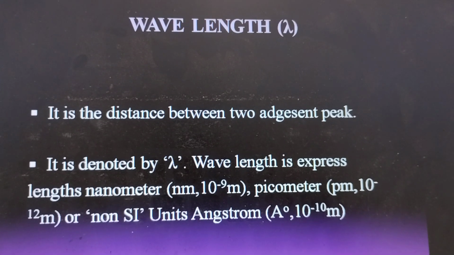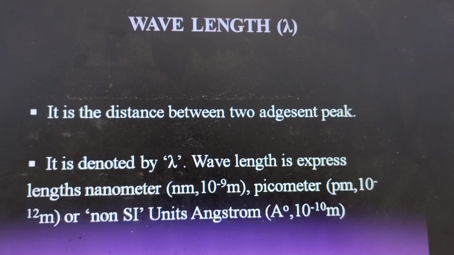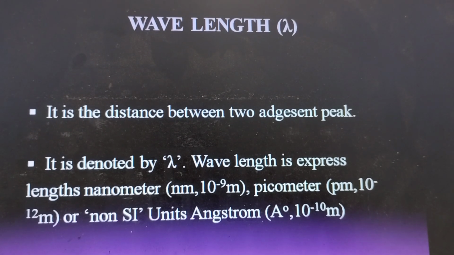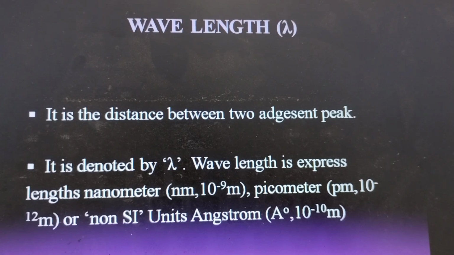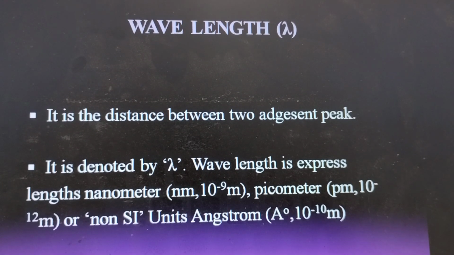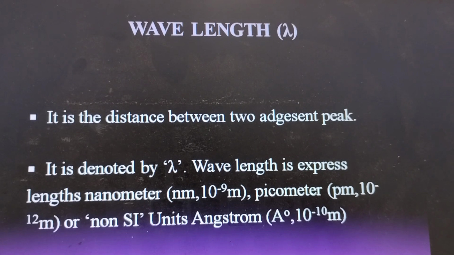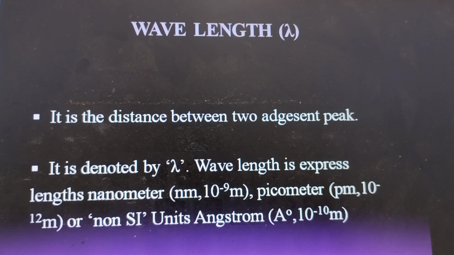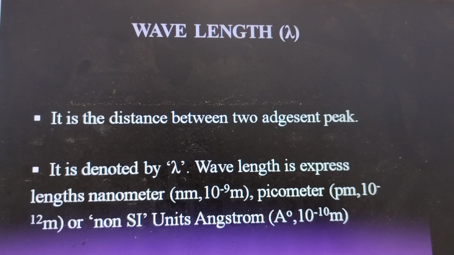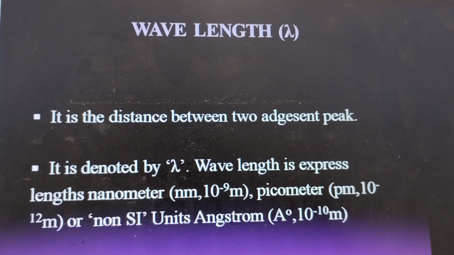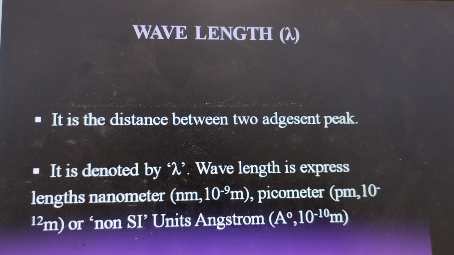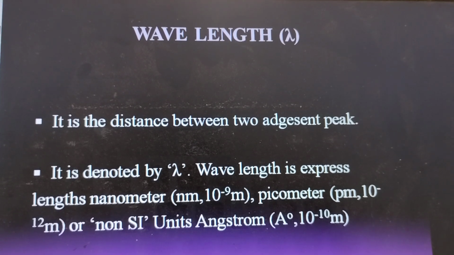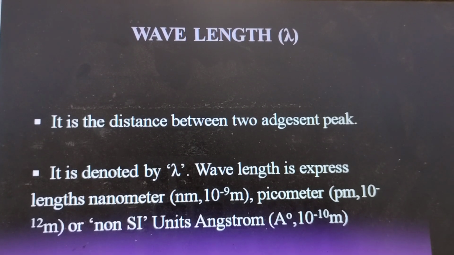Next one, wavelength. What is wavelength? It is the distance between two adjacent peaks. It is denoted by the symbol lambda. Wavelength is expressed as length in nanometer, which is 10 to the power minus 9 meter. Picometer and the non-SI unit angstrom are also units of wavelength. The definition of wavelength is the distance between two adjacent peaks, and the symbol is lambda.